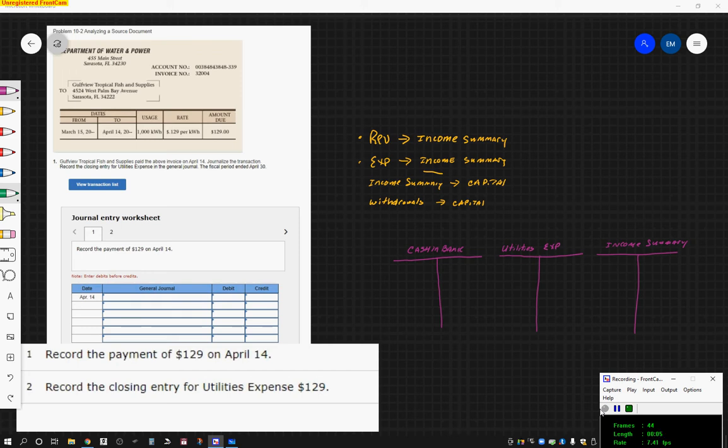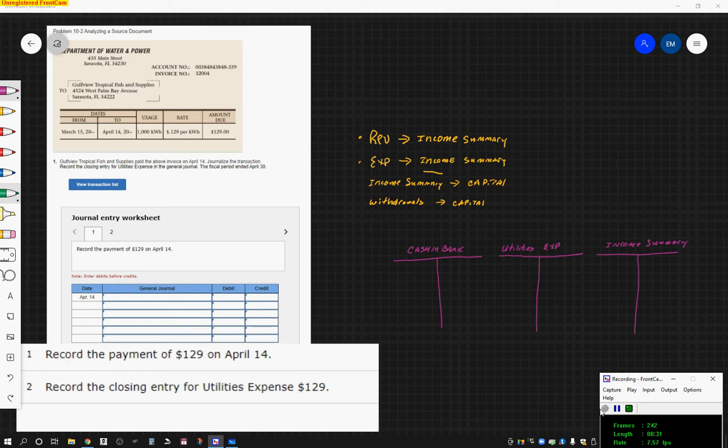Going back to day number 1 in accounting, a source document could be many things, but in this case it's going to be a check. It could be a check stub, an invoice, or a memo. There are other types of source documents out there. The one we're looking at right now looks like an invoice that we're going to be making a payment on to the water department, the Department of Water and Power.